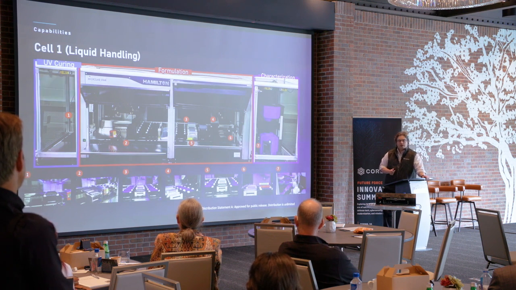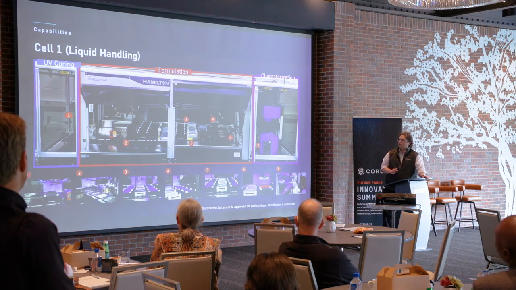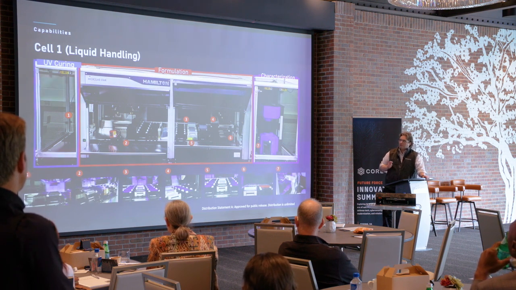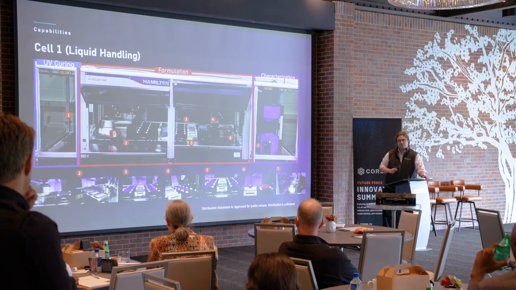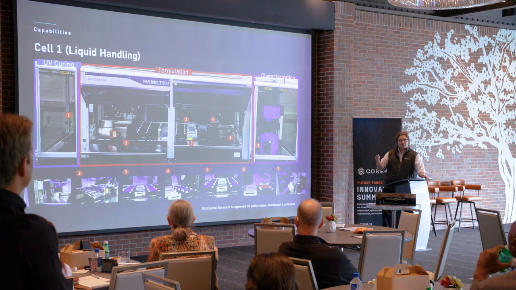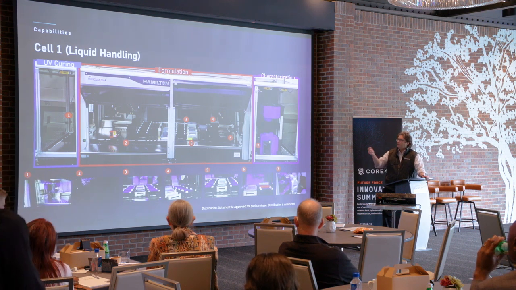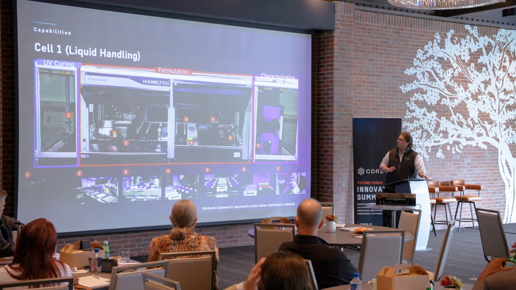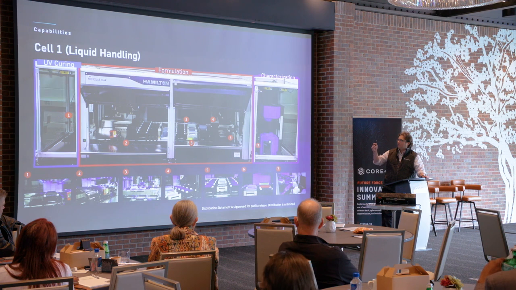So this is our liquid handler. We also call it cell 1. Moving from left to right, we have our UV curing system. Over on the far left, we have our formulation or our deck. This is the main area where the experiments are generally performed. And then we have inline characterization for collecting data. The inline characterization is built of a spectrometer and haze meter.